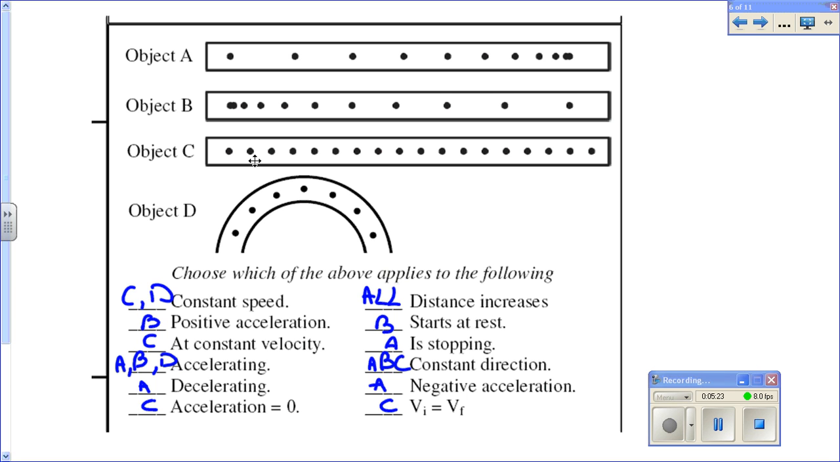C and D have constant speeds because the dots are evenly spaced. But because it's changing direction, it is accelerating. So the speed remains constant, but the changing direction means that we are accelerating. When we talk about Newton's laws, we'll talk about the idea that it takes a force to cause something to change direction, and a force will always cause acceleration.